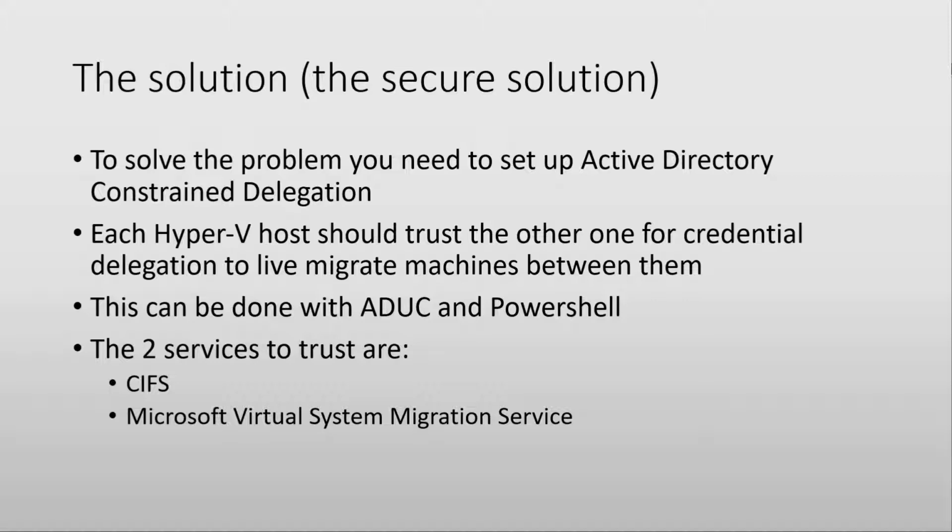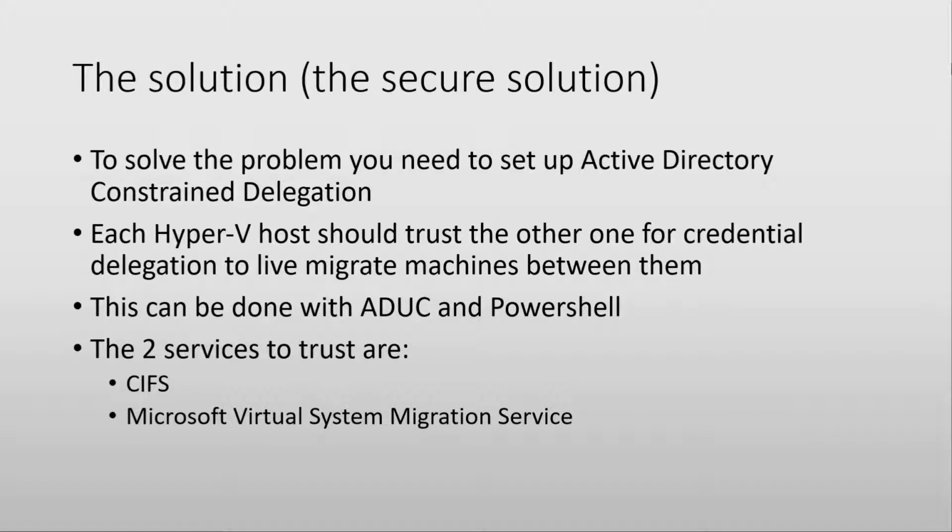And just to be more secure, we are going to allow this delegation to happen only for two services, the SMB service (CIFS) and the Microsoft Virtual System Migration service. These two are needed because CIFS controls the file part, if, for example, it needs to create folders on the destination or copy the VM files, and the Microsoft Virtual System Migration service will register the machine in Hyper-V on the destination and will configure the virtual machine.